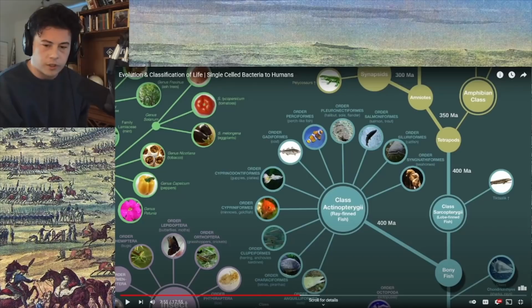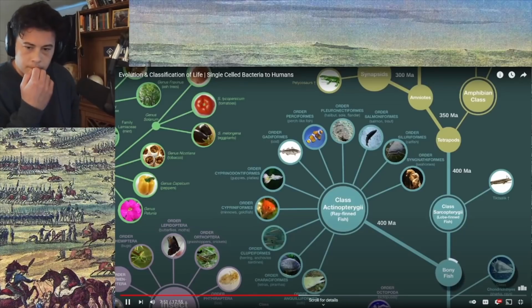So a seahorse is a fish, and Tiktaalik, that's familiar. I've seen that on like Discovery Channel.